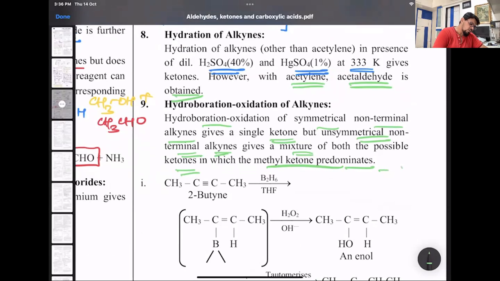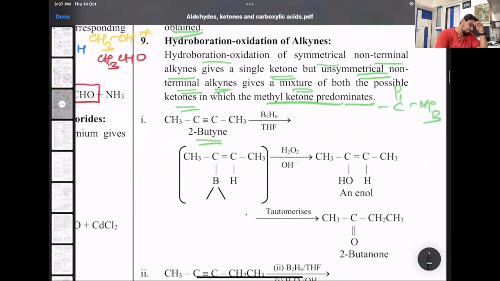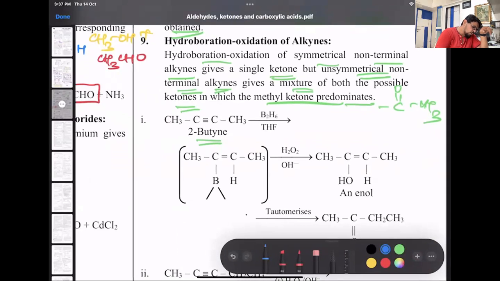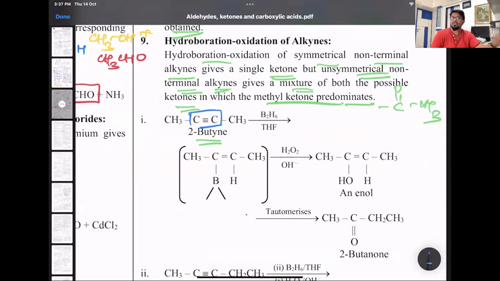What is a methyl ketone? COCH3. So what it says, when you have hydroboration oxidation of a non-terminal alkyne, non-terminal means what? One in between, like but-2-yne. In but-2-yne, if you observe, where we have the triple bond, there you will put your ketonic group. That's it. So you basically get ethyl methyl ketone.